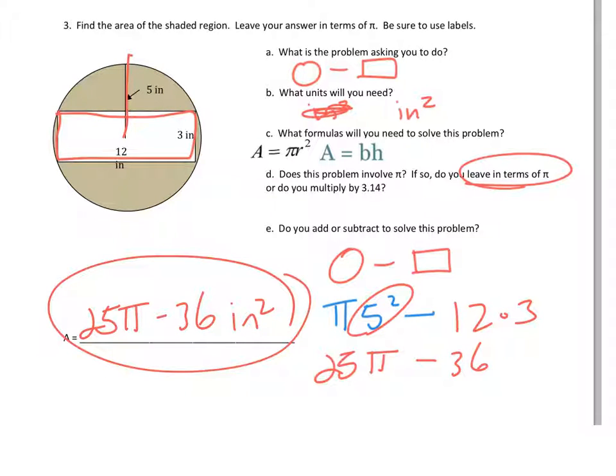I have a test question just like this. Please pay attention to the terms of pi stuff. And don't subtract things that aren't like. There's no pi on this, so you can't subtract the two. Now, if there was, you'd have like 25 times 3.14, which is about 78.5. Subtract the 36. Then we get about 42.5. But again, it says leave in terms of pi, so we're not going to do that. Leave in terms of pi.